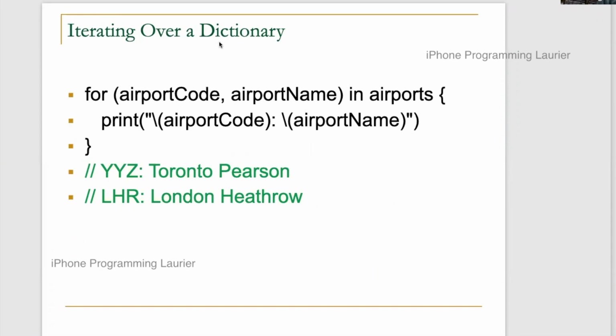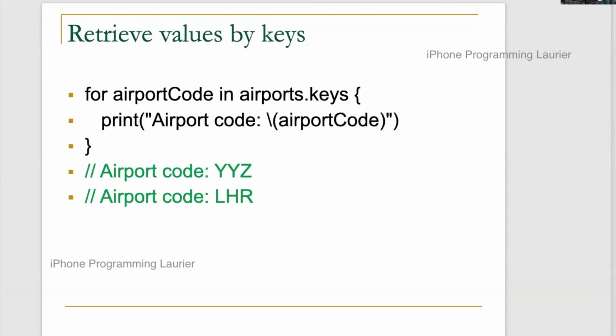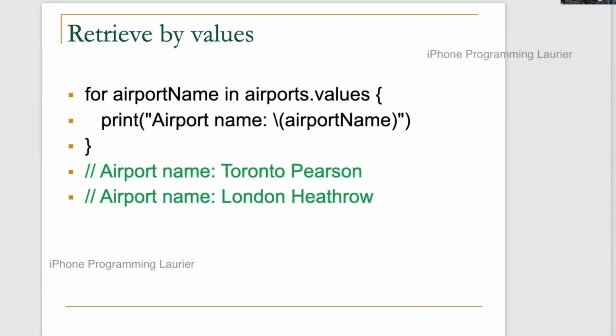I can iterate over a dictionary. I know airport is a dictionary with key and value. My key here would be the airport code, and the value is the airport name. So I will iterate over it like this. I can iterate over all the keys to get the airport key. I iterate over the keys. I can iterate over the values.